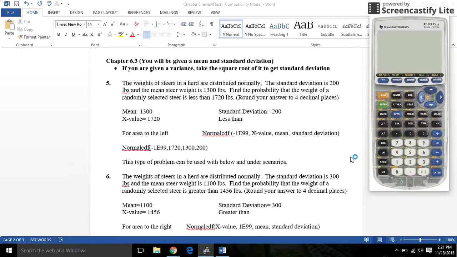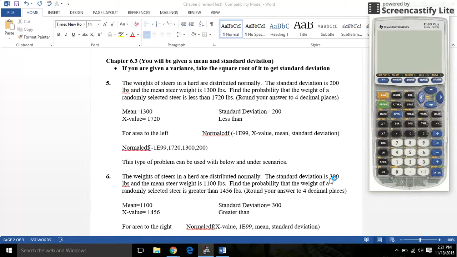Hi, we're going to keep going now. For chapter 6.3, you're still with the normally distributed data. You'll be given a mean and a standard deviation. If you're given a variance, take the square root of it to get the standard deviation. Okay, so let's just try some examples.